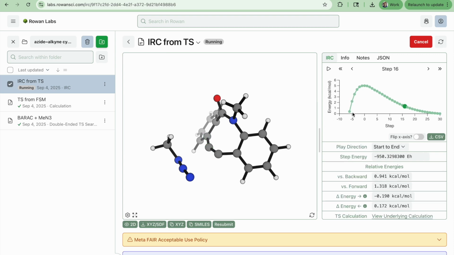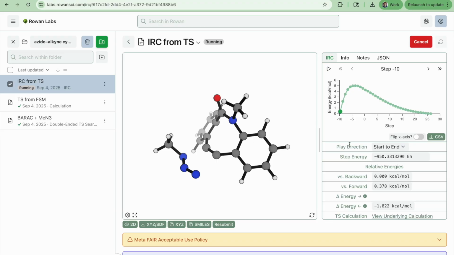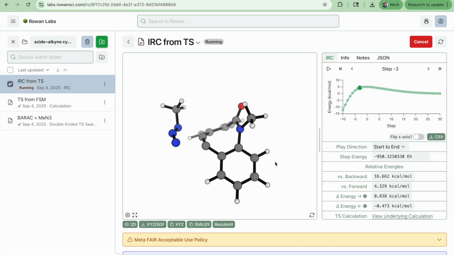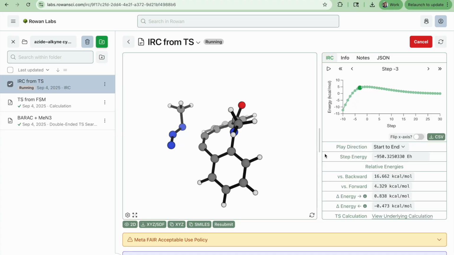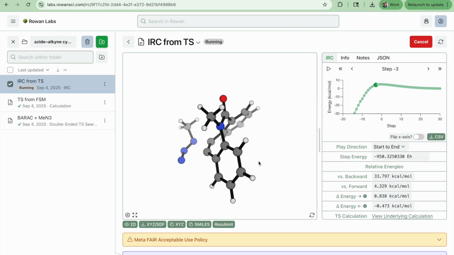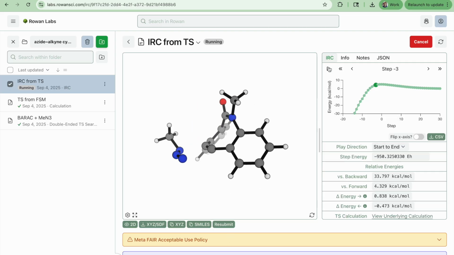Okay, yeah, and now here's the other side of our IRC. So if we started at our TS and we go this way, we see that the bond is actually forming. And so while this isn't quite finished yet, what this IRC is showing us is that, yes, this transition state that we're starting from is correct. This is indeed representing a correct azide alkyne cycloaddition, and that we've correctly found the transition state for this process.